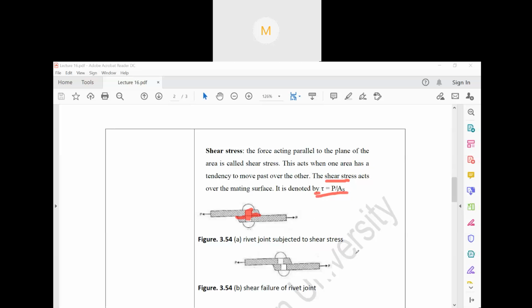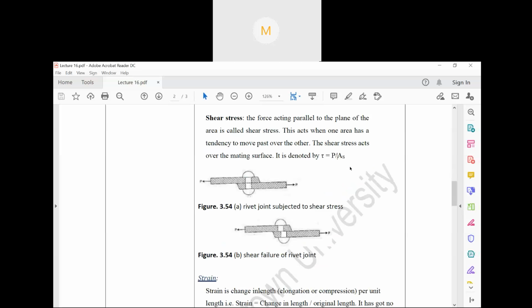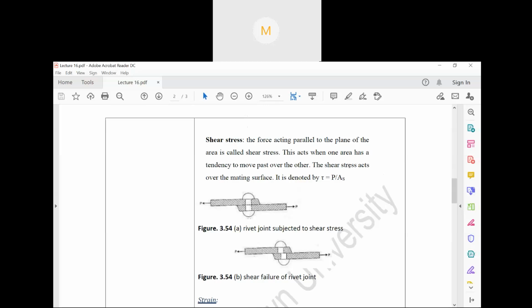Okay. So these are certain examples of shear failure. Sir, can you explain it again, sir, this shear stress part? Yes. Okay, I'll explain it to you.